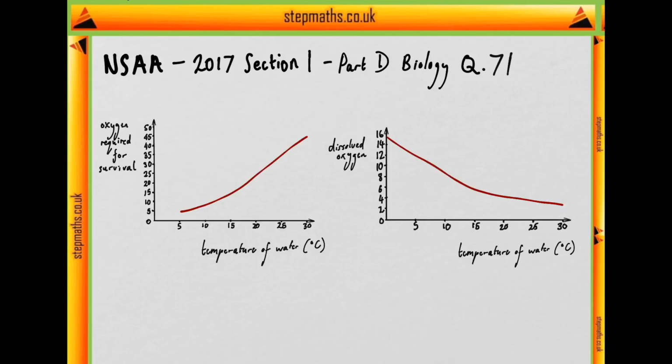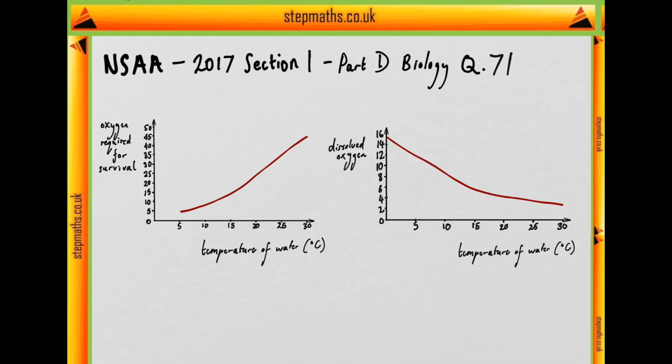On the left-hand side, there's a graph showing the oxygen required by the pollution indicator species for survival when compared to temperature, and on the right-hand side, we see how the temperature affects the total dissolved oxygen present in the river water. We're then told that the student wrote three statements, and we have to work out which is true and which is false.